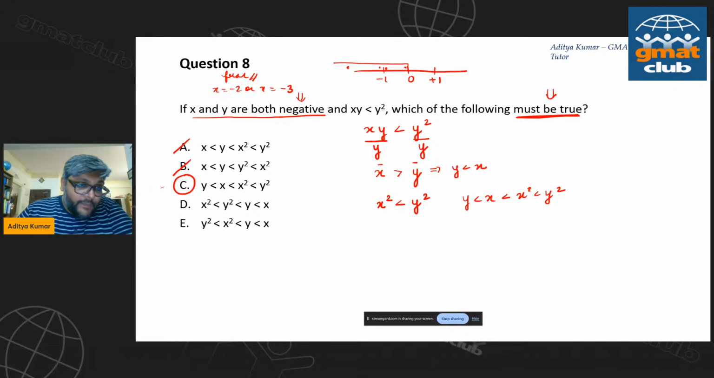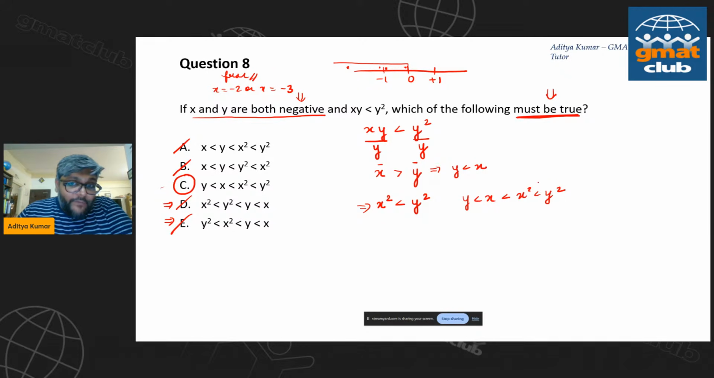Yes, you can do that as well, Sauvik, right? Obviously, what Sauvik is saying is directly I can knock off D and E. That's what he's saying. So I didn't have to do this extra step of squares as well. That's what Sauvik is saying. Why can I knock off D and E? Because x square and y square will never be lesser than y and x if x and y are both negative, because they are positive values. That's a good catch, Sauvik.